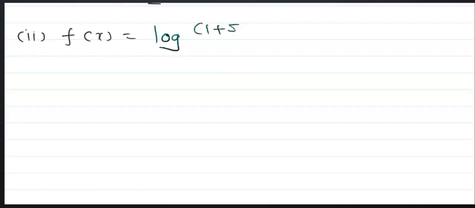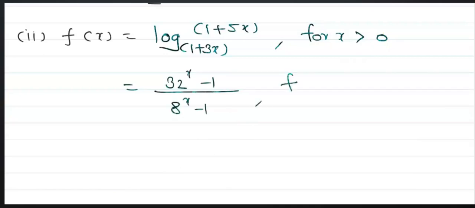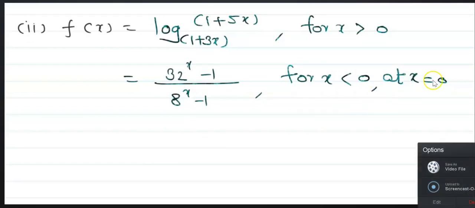f of x is equals to log of 1 plus 5x to the base 1 plus 3x. Now see this here, log of 1 plus 5x to the base 1 plus 3x. या वर्षी लॉग हे चॅप्टर्स मुळात त्यांनी घेतले नाही आणि त्या टाईपचे एक्झाम्पल्स इथे मात्र दिलेले. For x is greater than 0, for x is positive, and equals to 32 raised to x minus 1 upon 8 raised to x minus 1 for x is negative, at x is equals to 0.